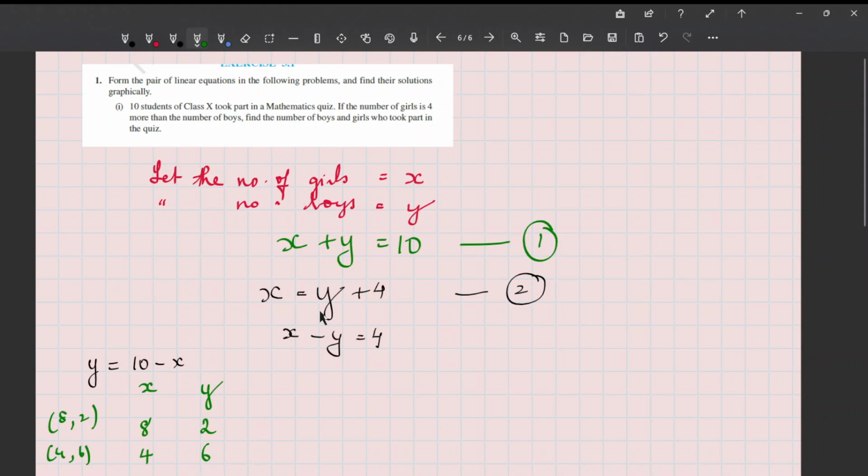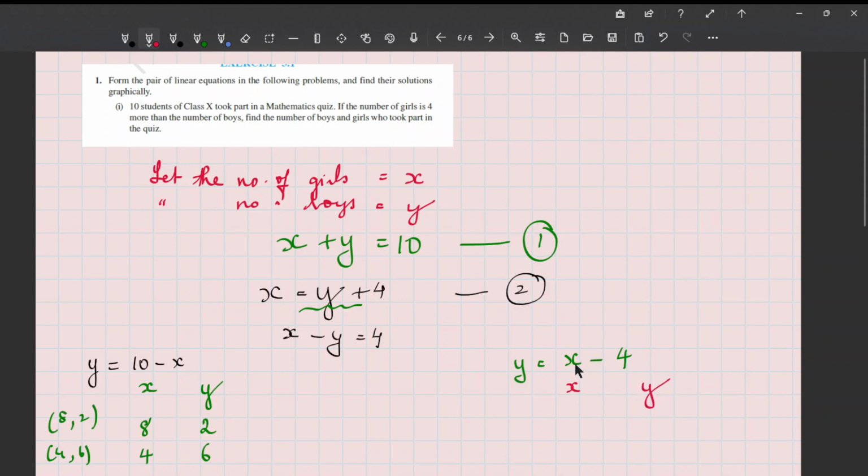Now about the second equation. What is our second equation? x minus y is equal to 4. Taking y as the subject, you get y is equal to x minus 4. So now again plotting values. Let's make it red this time. The values x and y.